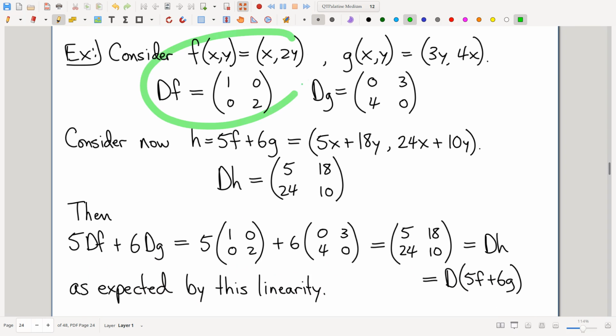Here's a function and its derivative matrix. Make sure you can do that. Okay. Here's another function and its derivative matrix. Again, make sure you can do that.